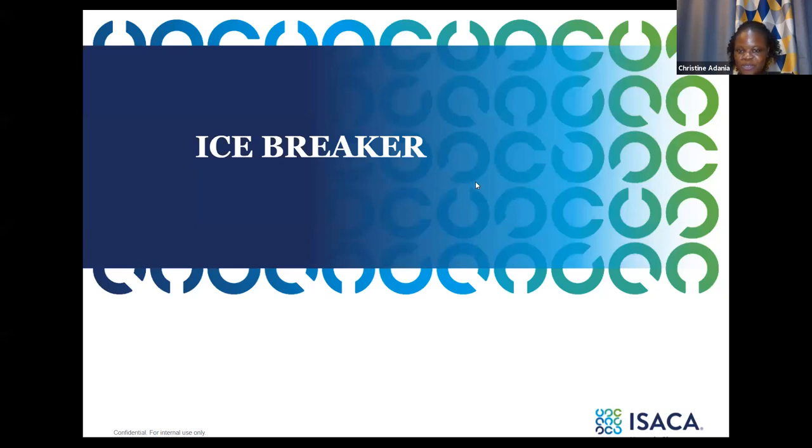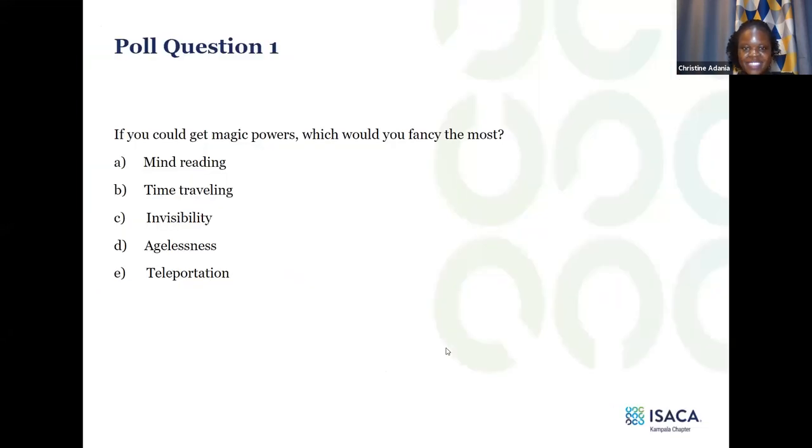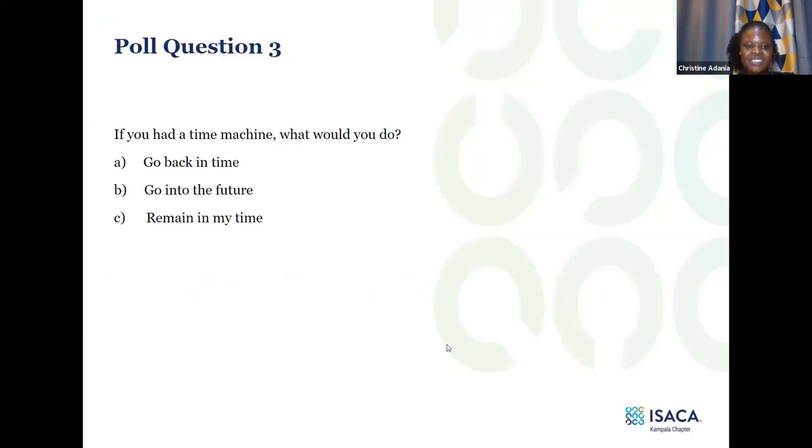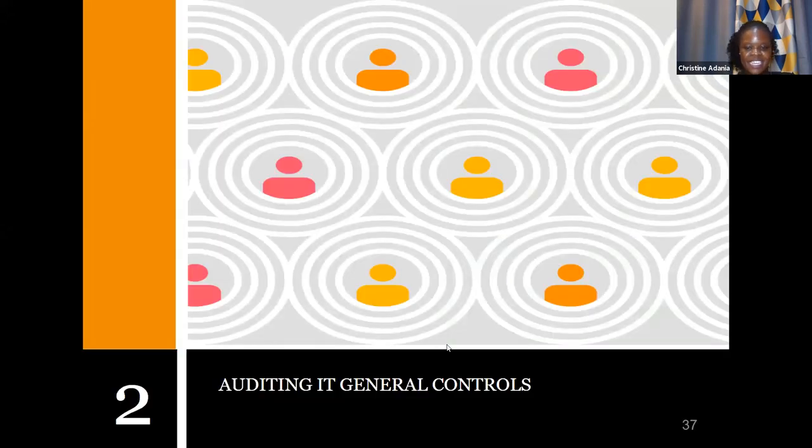Right, we're going to proceed with our ITGCs because time is against us. We just want to run through this very, very quickly, because it's the most important aspect. I hope you've all refreshed your minds. I hope you're not bored, because we're hoping that you pick interest in this. So let's go to auditing IT general controls.